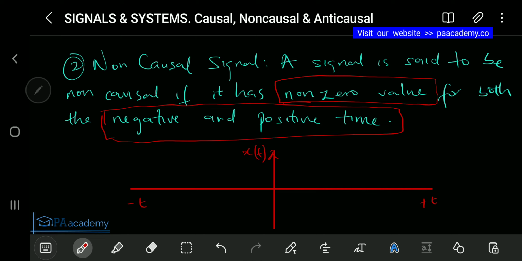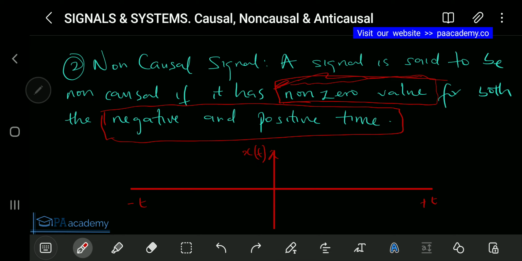So what's that trying to say? Try to understand what this part is saying: non-zero values for both the positive and negative time. So that means whatever this non-zero value actually means, it will be for the positive and negative side. That means it will be on this side and on this side also. But now let's see, what's the meaning of non-zero values? That means on the positive and negative side, there are going to be values. When they say non-zero values, that means there's going to be a value that is non-zero.